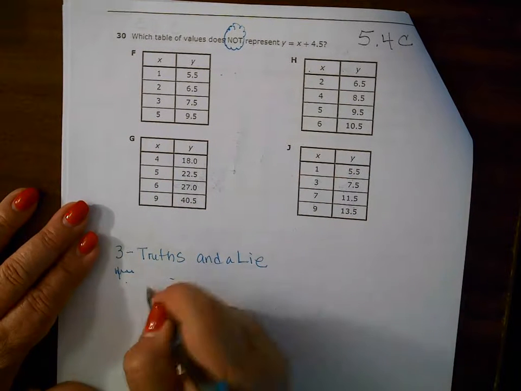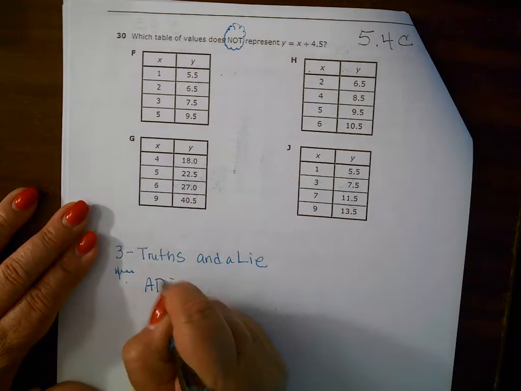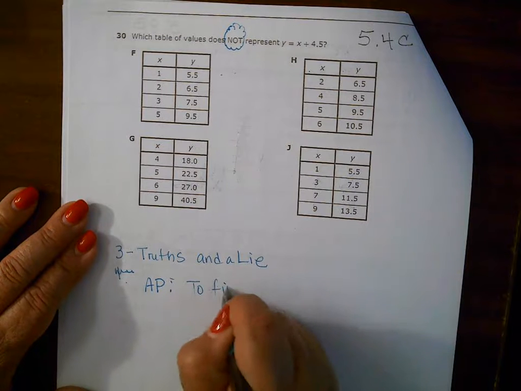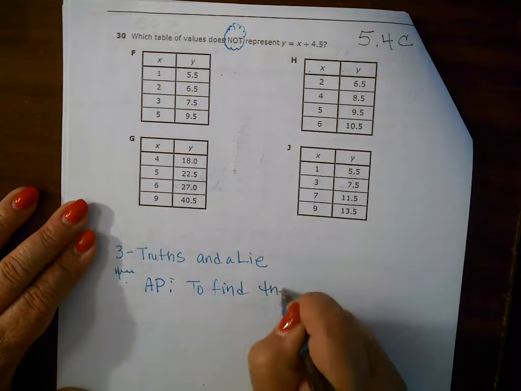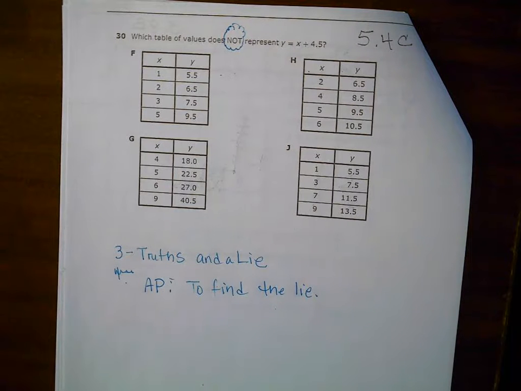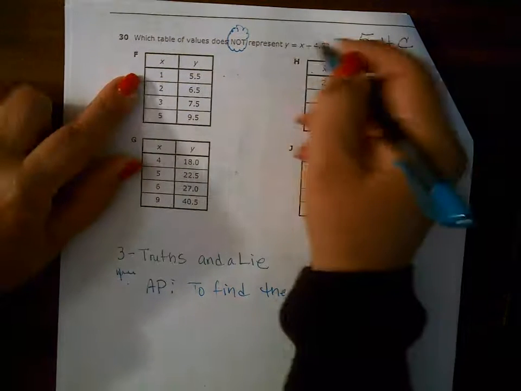So author's purpose, AP, if you want, for author's purpose, to find the lie. So does that make it easier to figure out the nots? For me, it does. So now that I remember, here's what I need to do.